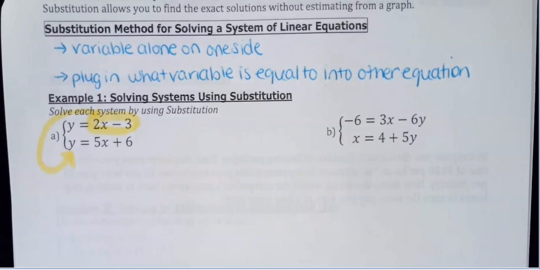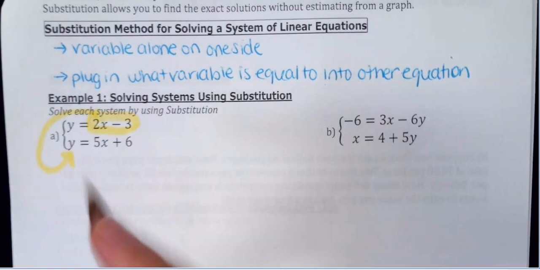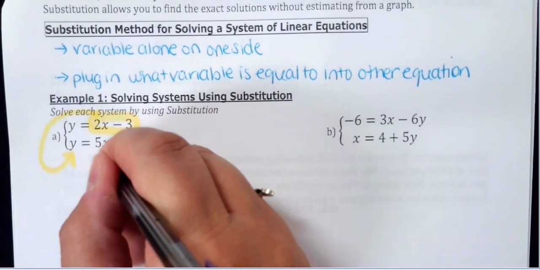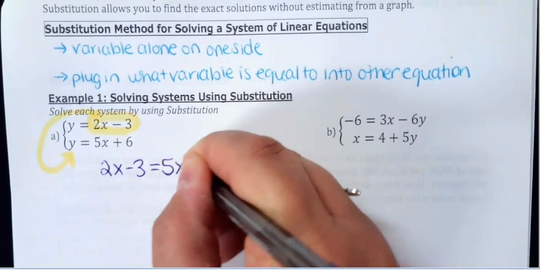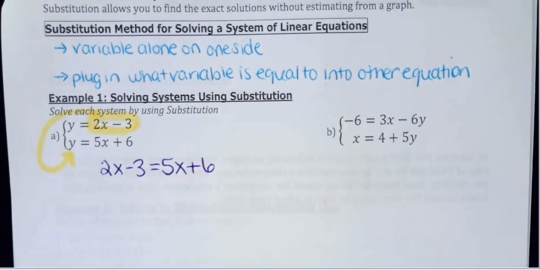So I'm taking the first equation, and I'm going to take what y equals and place it in for y in the second equation. So instead of writing y, just write what y is equal to. So you've got 2x minus 3, and then keep that equal to 5x plus 6. We're taking two equations with two variables, and by substituting, what I'm creating is one equation with one variable, so then we can solve for that.